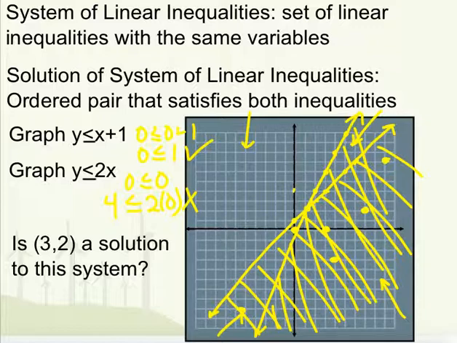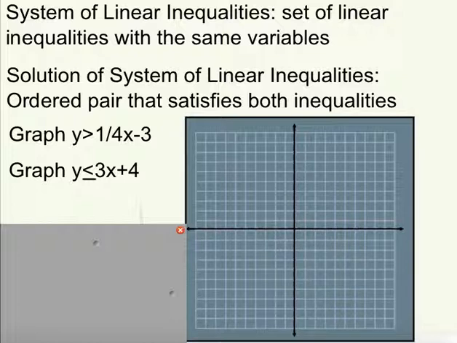Okay, so is (3, 2) a solution? Well, let's see. Up 3 over 2, it's in the twice-shaded region, so yes, this is a solution. We're looking for the region that is shaded twice from the graphs. So let's try it again.